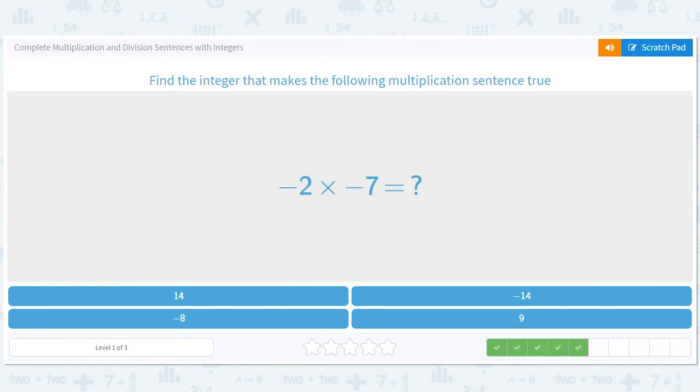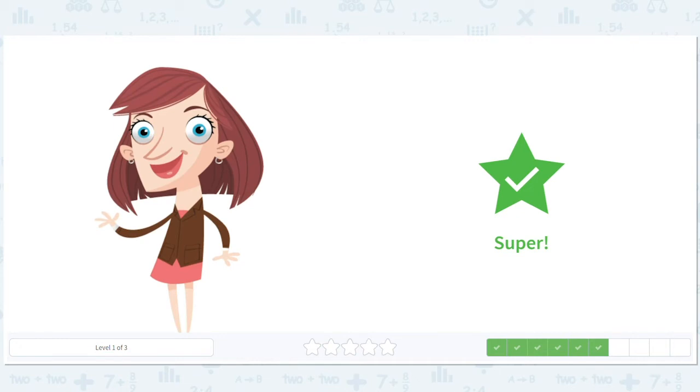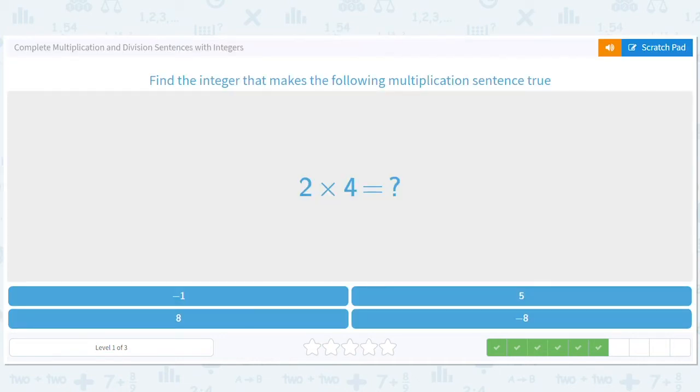Okay, how about finding the integer here? So we're not even working backwards here, right? We're working forwards. So we have 2 times 7, that's 14, and the 2 negatives cancel out, so it's positive 14. And 2 times 4, not even going to insult your intelligence with an explanation there, 8.